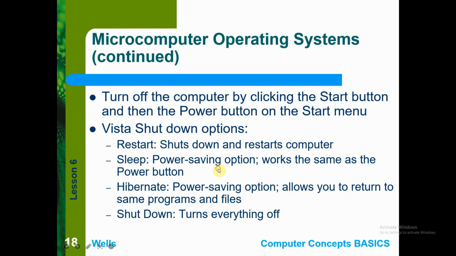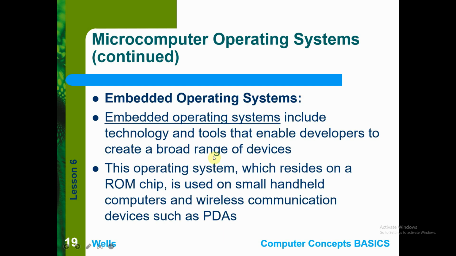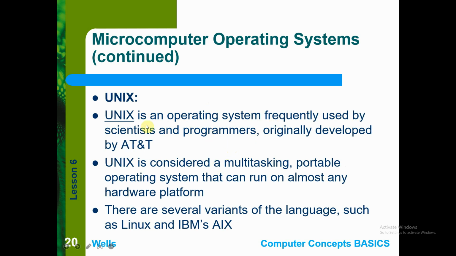to some programs and files. So in an embedded operating system, this embedded technology is used by developers to create boards and devices. Mobile phones are examples of devices operating using embedded technology, or microchip technology, in which they use operating systems to make them function. This uses a ROM chip in small handheld computers and wireless communication devices such as PDAs or smartphones.